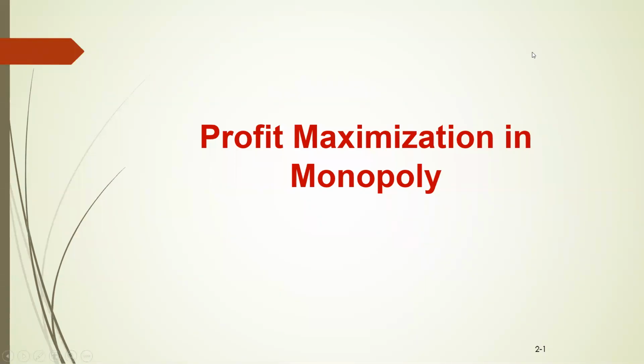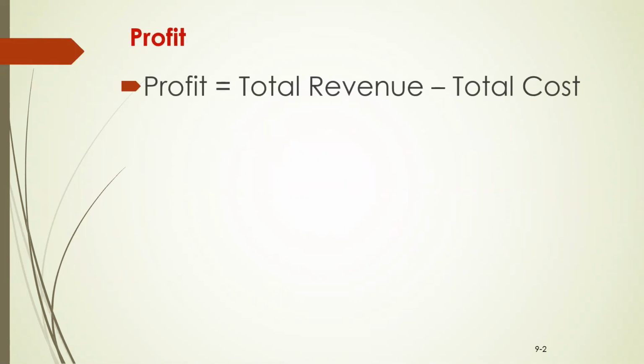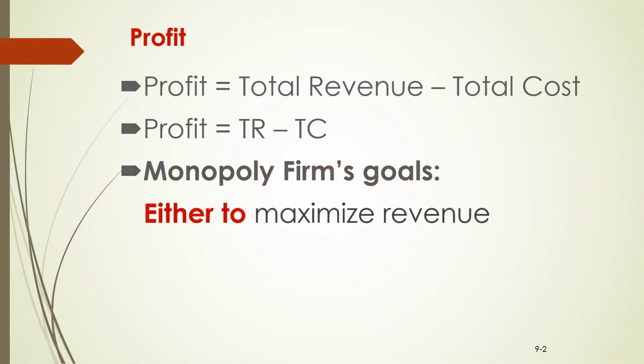Hello everyone. In this video, we are going to learn about monopolist firms' choice as a profit maximizing firm. First, we need to understand how the profit is calculated. Like any other firm, monopolist profit is also calculated as total revenue minus total cost. So, a monopoly has two goals, either to maximize revenue or to maximize profit.